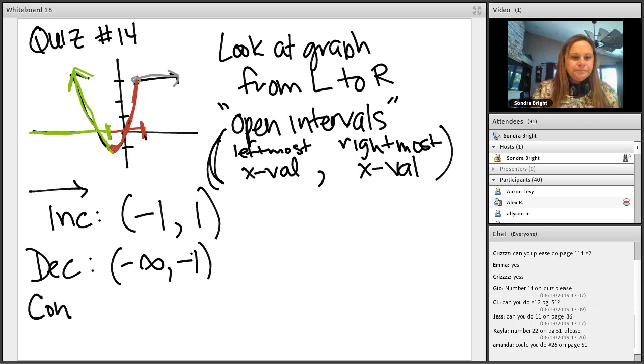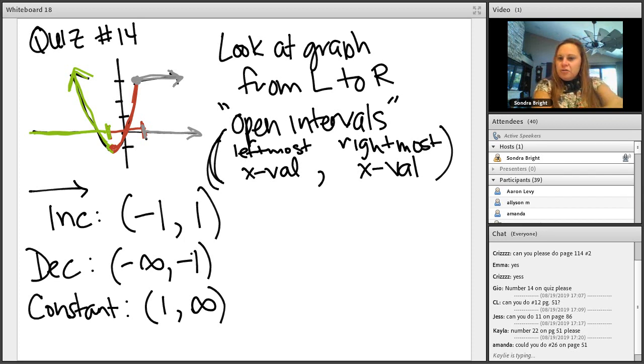And then constant is when it's a straight horizontal line, right? And so that's the gray part of the graph. You're going constant from here all the way to the right, and those x values are from +1 going forever to infinity and beyond on to the right. And so it's 1, infinity. So you do not write any y values on these at all. All right, hopefully that made sense.